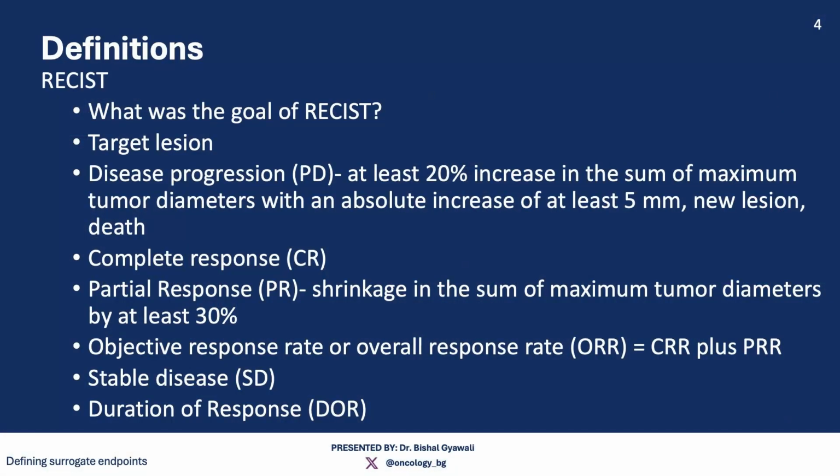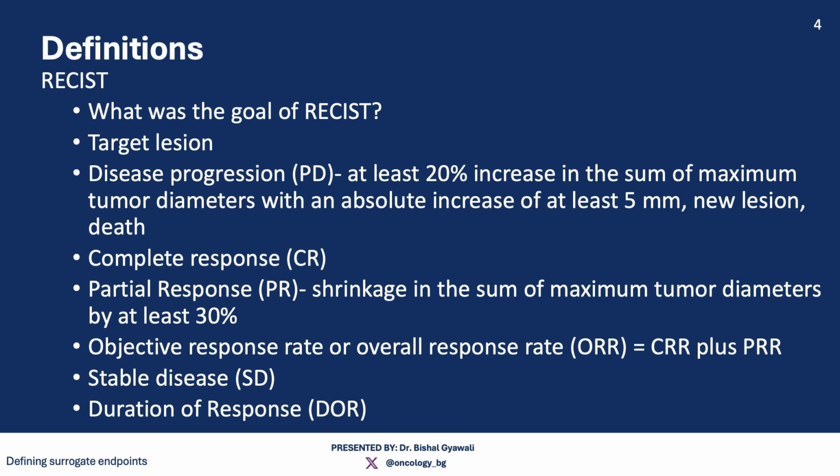You can read the RECIST publication in detail, but briefly, to classify under RECIST, you need a target lesion, and there are conditions on what can classify as a target lesion and what cannot. But disease progression, or progressive disease (PD), is classically defined as at least a 20% increase in the sum of maximum tumor diameters, with an absolute increase of at least 5 millimeters, or development of a new lesion that was not there before, or death of the patient. So any of these will classify as disease progression. So we classically keep talking about progressive disease as a 20% increase in the size of the tumor.